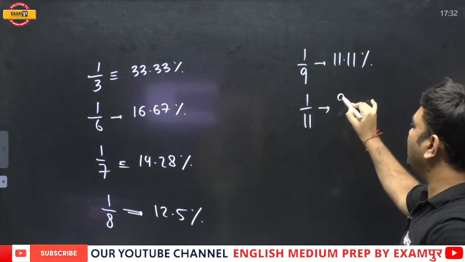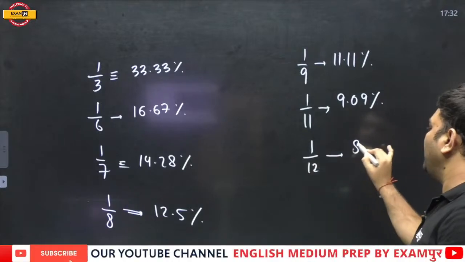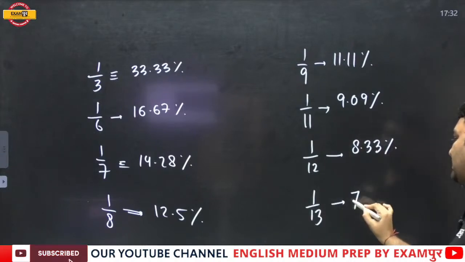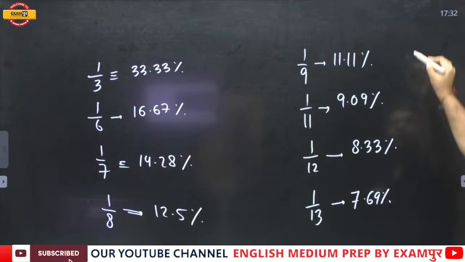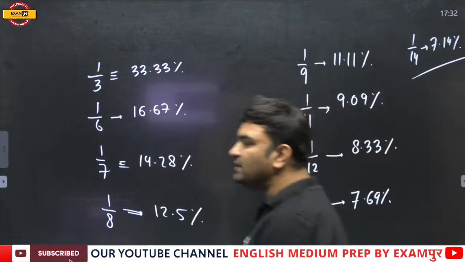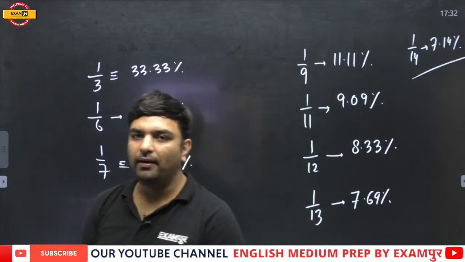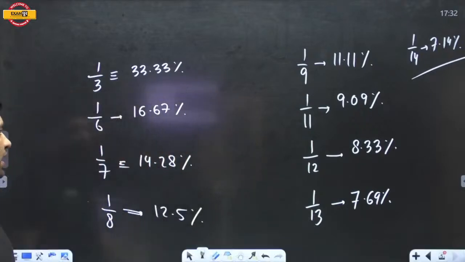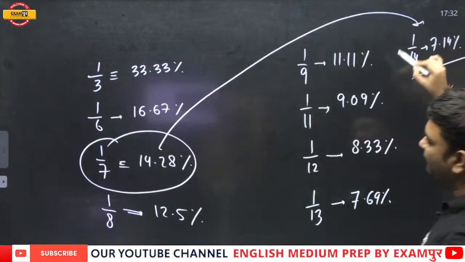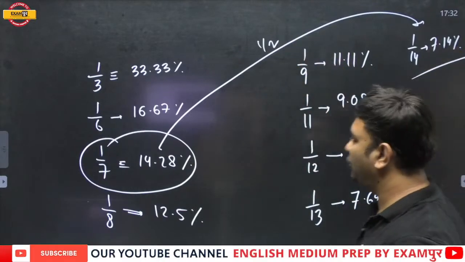1/11 is 9.09%. 1/12 is 8.33%. 1/13 is 7.69%. And 1/14 is 7.14%. 1/14 is not required to be remembered, because 1/14 is half of 1/7. So what is half of 14.28? It is 7.14.